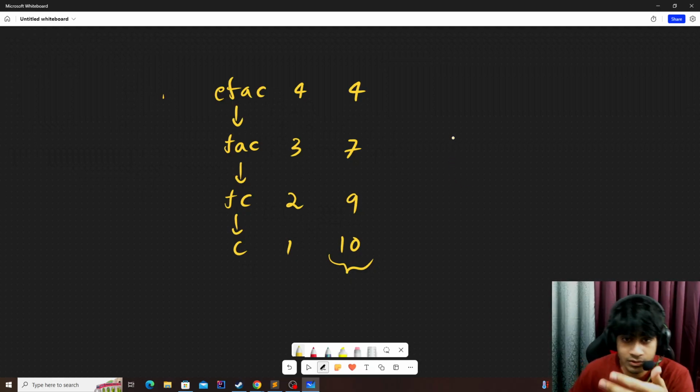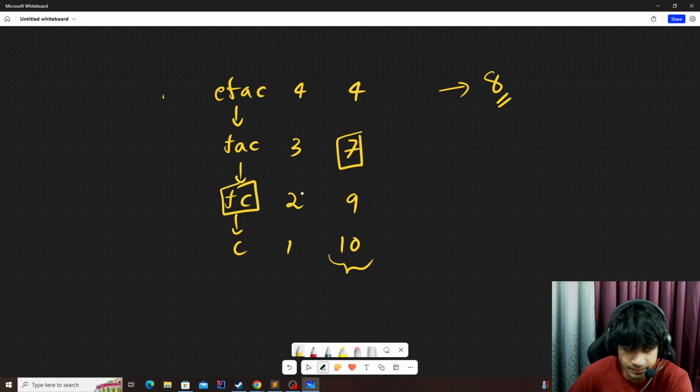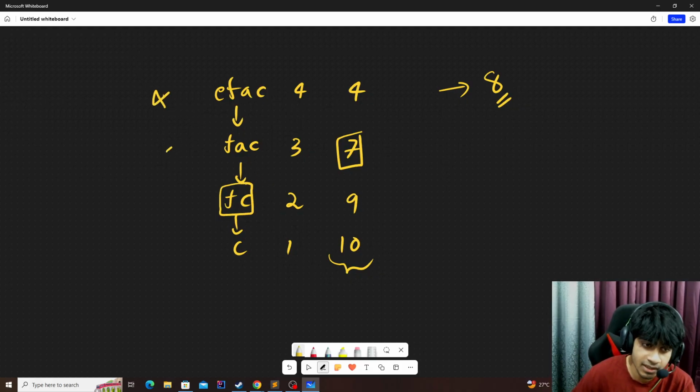Now how to solve this? Suppose someone comes to you and says I want position 8. How will you solve that? You are aware that up to this point the concatenated length was 7. Now we are not doing the actual concatenation, you can't do that. So you are only concerned with this string. Why? Because you know up to here the length was 4, then 7, then 9. So 8 is over here, right?